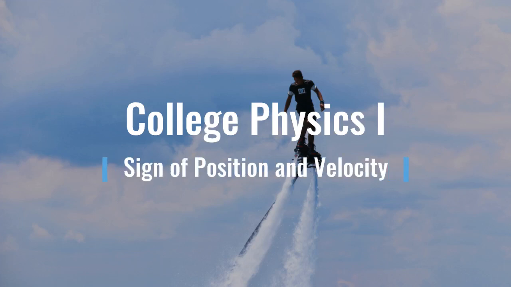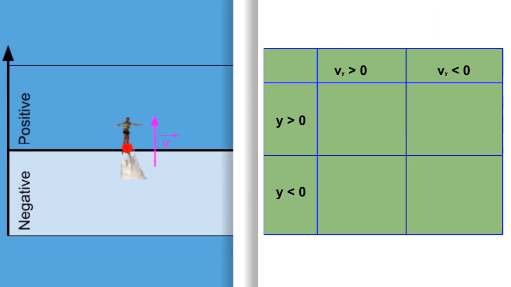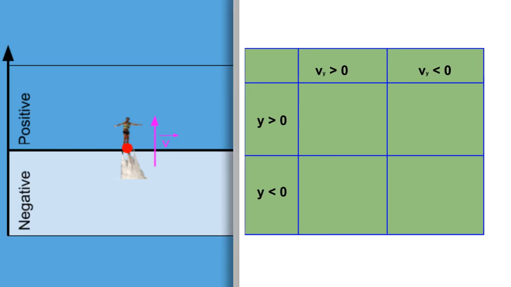We're going to talk about how the sign of position and the sign of velocity affect the motion of an object. Specifically, we're going to look at the motion of a water jet rider as he moves above and below the surface of the water. And we're going to look at this chart that has positive and negative y values and positive and negative velocities.